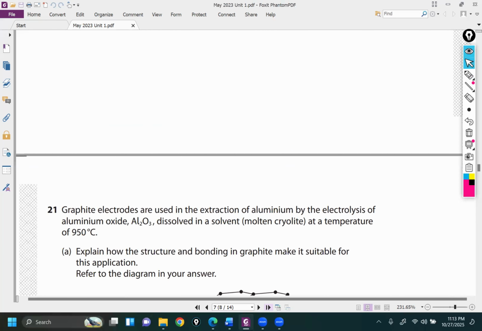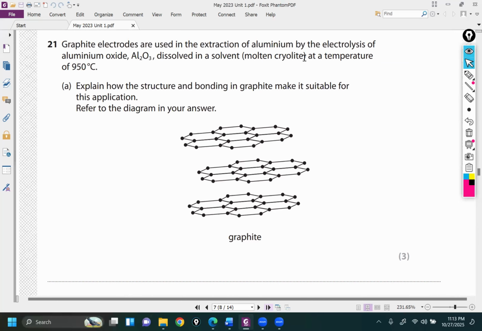Now, in the next question, question 21, it is again about topic 3, bonding. You can see at first look that they give graphite. Graphite has hexagonal layers which are placed one above each other. They slide over each other. For this reason, they are used as a lubricant.